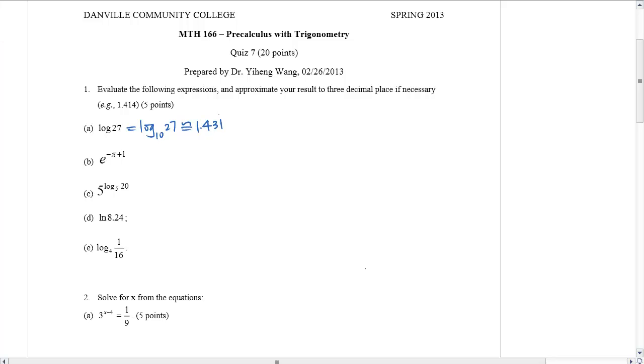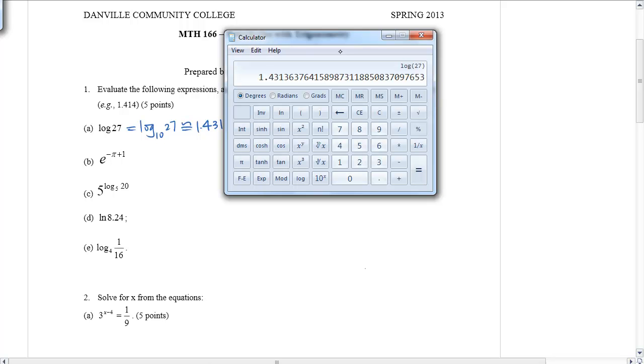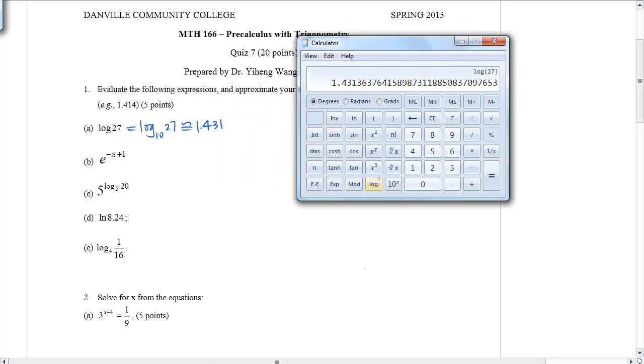That's the first problem. The second one, this is an exponential expression with the base of the natural base constant e. So again, this is also an available function in your calculator. On this particular calculator, I have to hit the inverse key to get this button, e to the x power. Therefore, all you need to do is to first enter this exponent, in this case negative pi plus 1. So we would have pi, negative sign, plus 1.